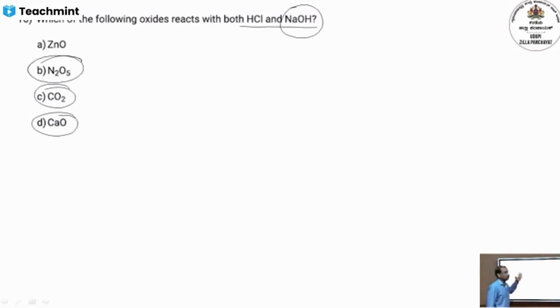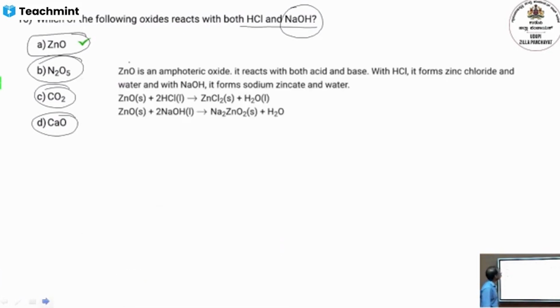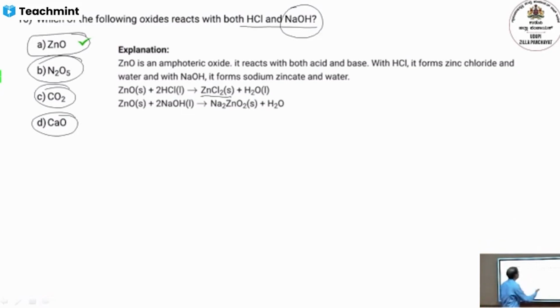Whereas if you look into zinc oxide, that is amphoteric in nature. If we want to see the reaction of zinc oxide with HCl, it produces zinc chloride. Whereas zinc oxide reacts with NaOH to give sodium zincate. So zinc oxide, being amphoteric, reacts with the acid as well as the base, sodium hydroxide.